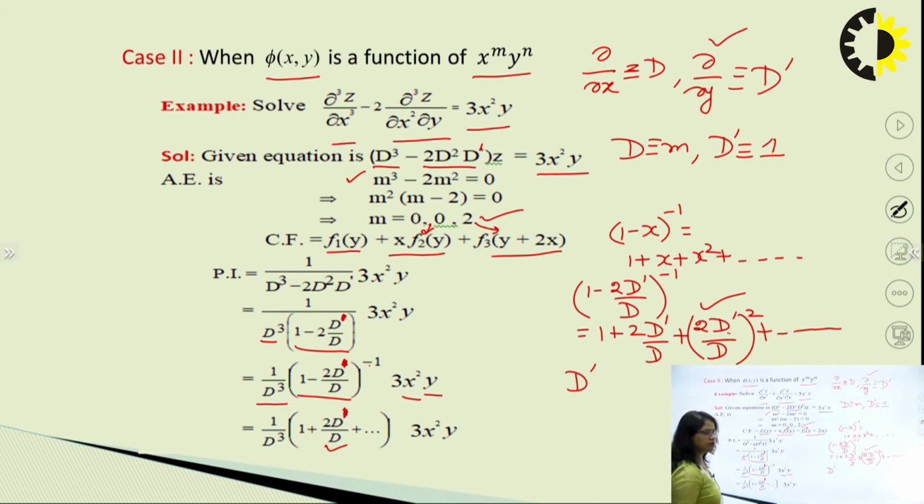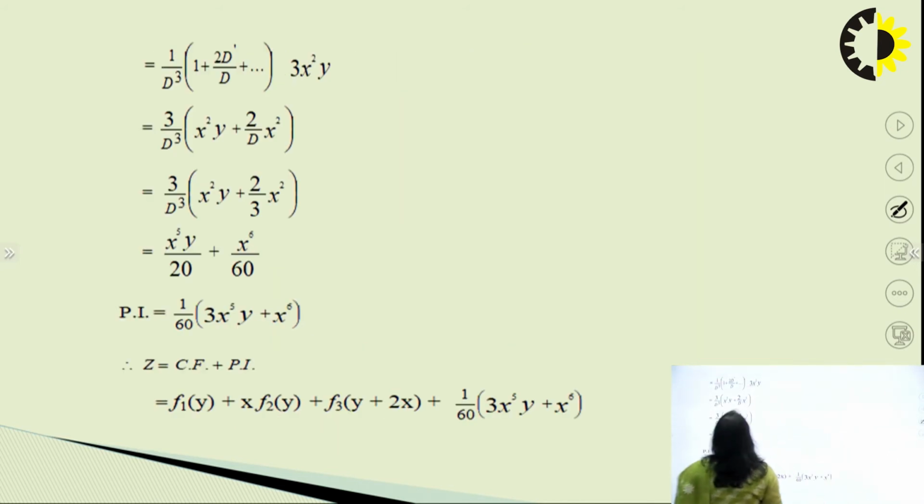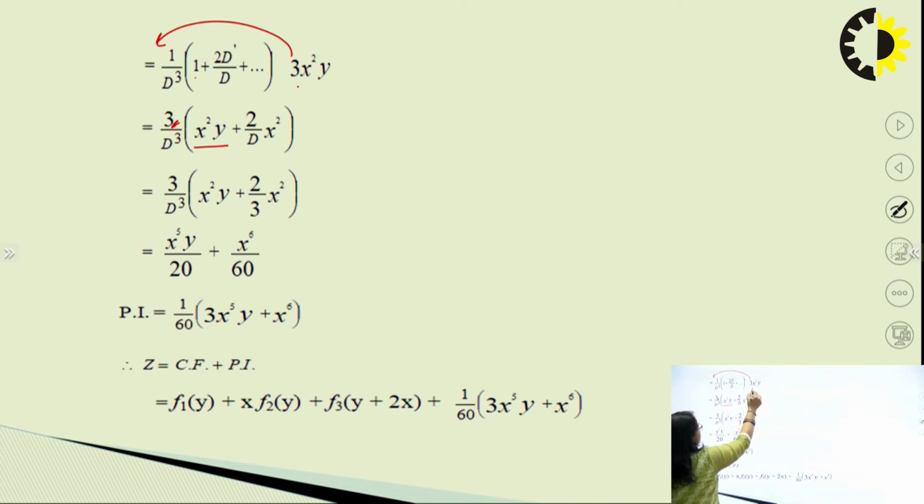I will write only 2 terms, and the remaining terms are neglected. So when I apply these terms, the expression 1 upon d cube plus 2d dash upon d plus 3 is applied to x square y. This 3 is constant, so it comes outside. I have written it over here. Then this 1, on being applied to x square y, gives me x square y, and this 2d dash upon d, on being applied to x square y, will give me 2 by d applied to x square, because the derivative with respect to y is being considered, so x will be considered as constant over here.